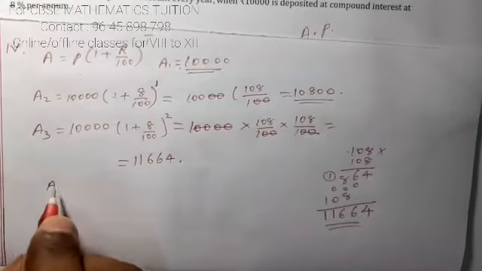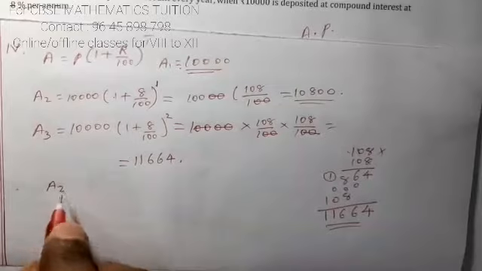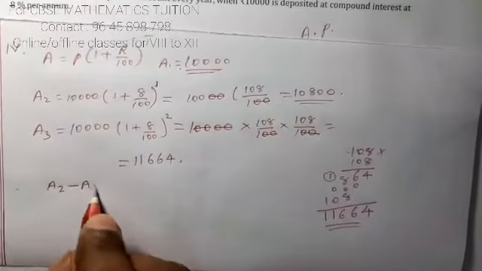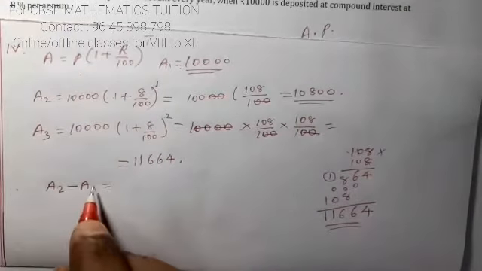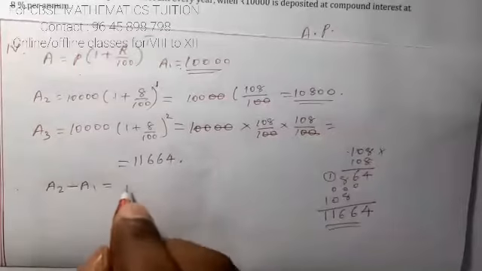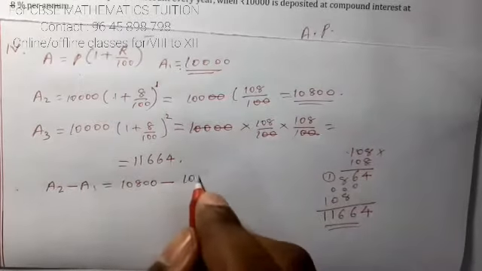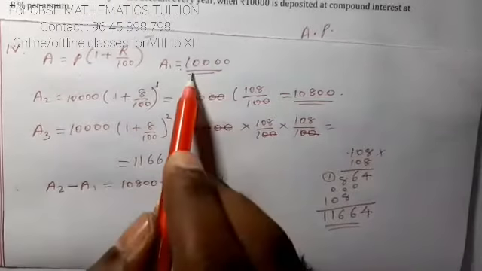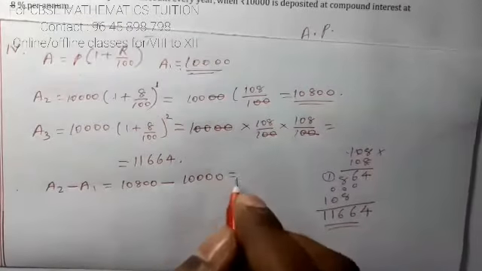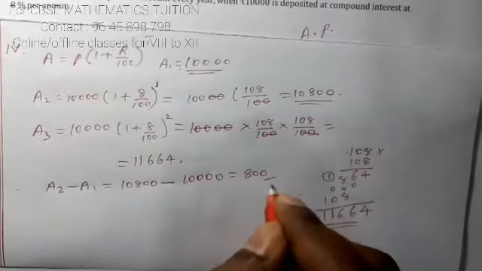Now we can see whether a common difference exists or not. How to check that? Find the difference, a2 minus a1. a2 is 10,800 minus a1, which is 10,000. So we get the answer 800.